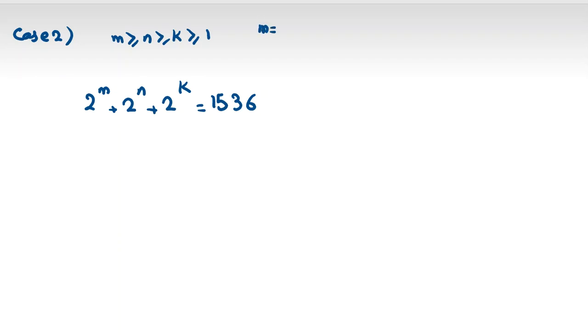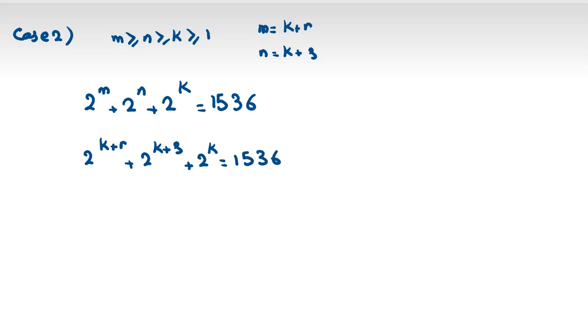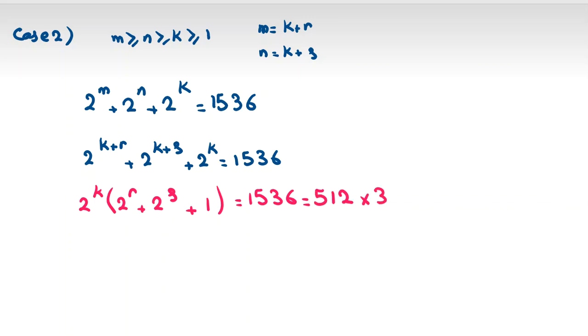We can say m is k plus r and n is k plus s. So I can say 2 to the m is 2 to the k plus r, 2 to the n is 2 to the k plus s, plus 2 to the k equals 1536. Now, I want to factor out 2 to the k, and what will remain? 2 to the k times (2 to the r plus 2 to the s plus 1) equals 1536. If you prime factorize 1536, it will be 512 times 3, which is 2 to the 9 times 3.